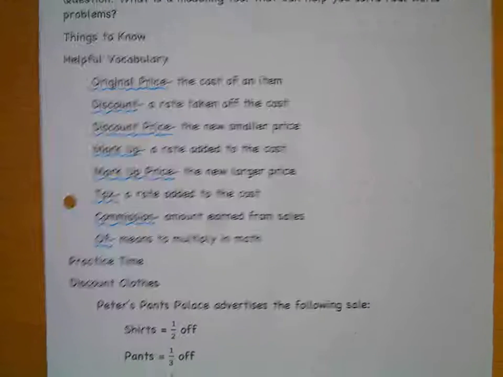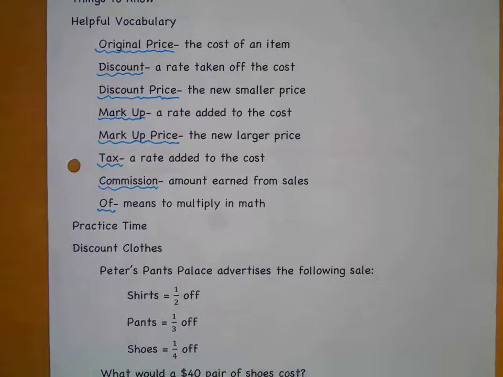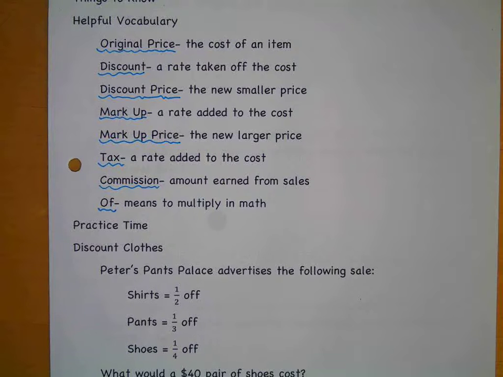Okay, so discount clothes. Automatically what that tells me is that there is a clothing store that's having a sale. If they're making a sign that says discount clothes, that must mean they're having a sale. And let's read what it says. Peter's Pants Palace advertised the following sale. Ta-da! I was right. They're having a sale. Shirts are 1/2 off.